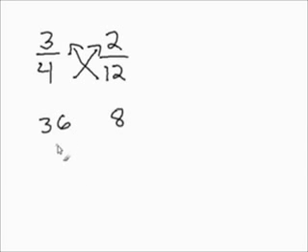Now I compare these two numbers. If 36 is greater than 8, which it is, then I write the greater than symbol. If it's equal to, then I write the equal to symbol. And if it's less than, I write the less than symbol. Now since it's greater than, I'm going to write the greater than symbol. And this indicates to me that 3/4 is greater than 2 over 12.